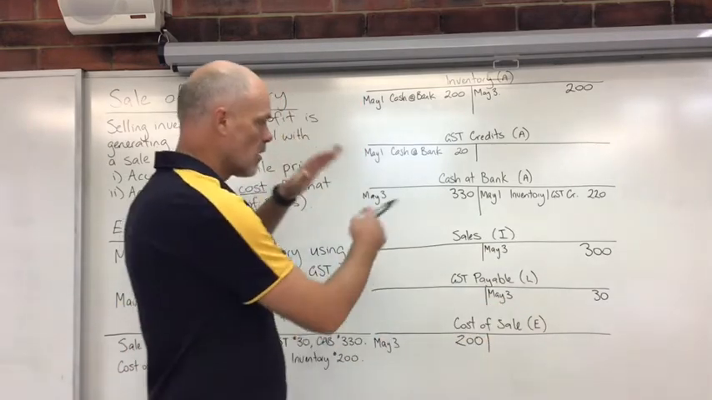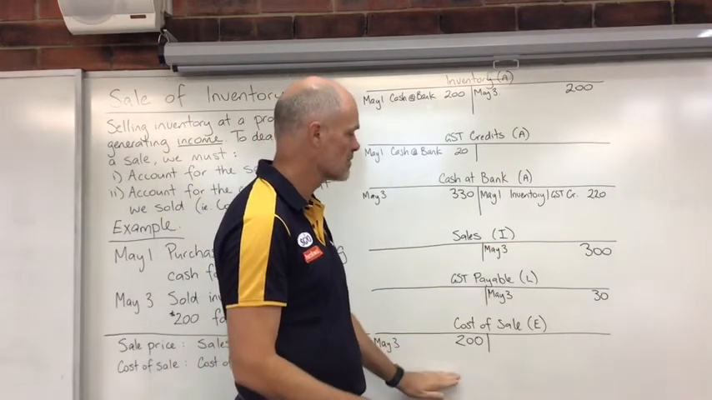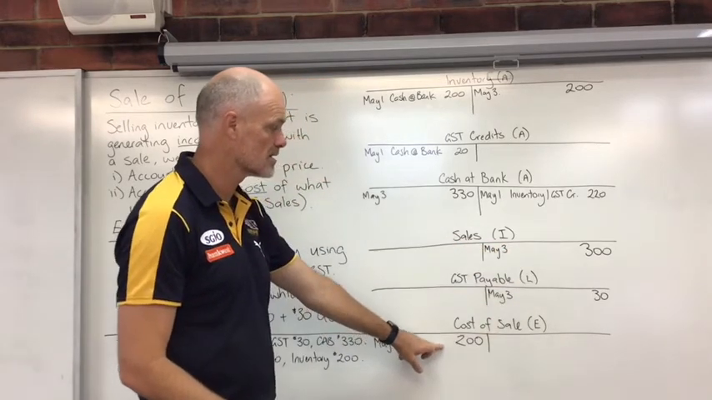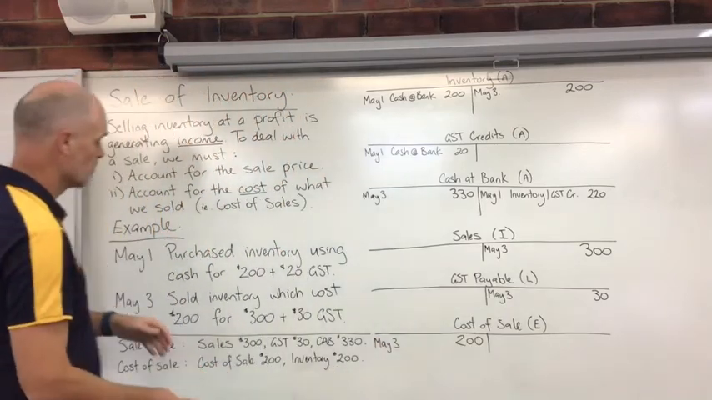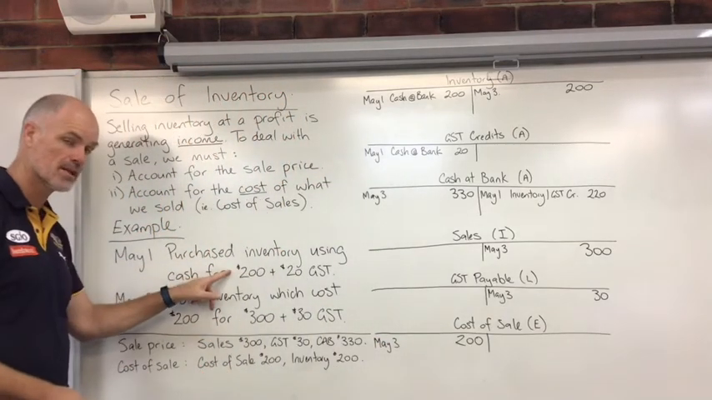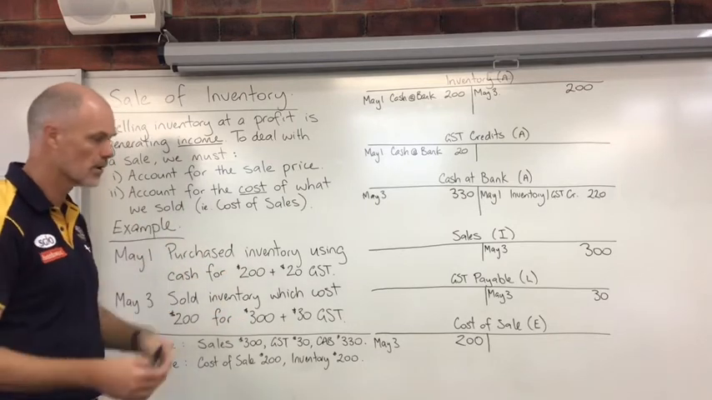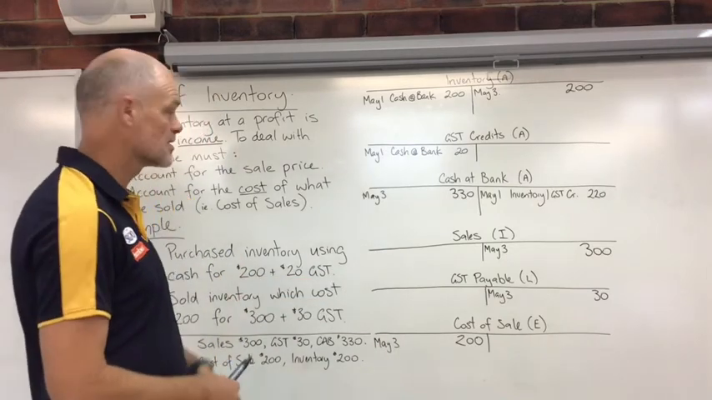So that whole thing, when we put it all together, if we were solely to look at our incomes and our expenses, we've got $300 income, we've got $200 expense, so we made a profit of $100, which makes perfect sense because when we purchased it originally we spent $200 to get it, and then we sold it for $300, so we made a profit of $100. So that is how to deal with sale of inventory.